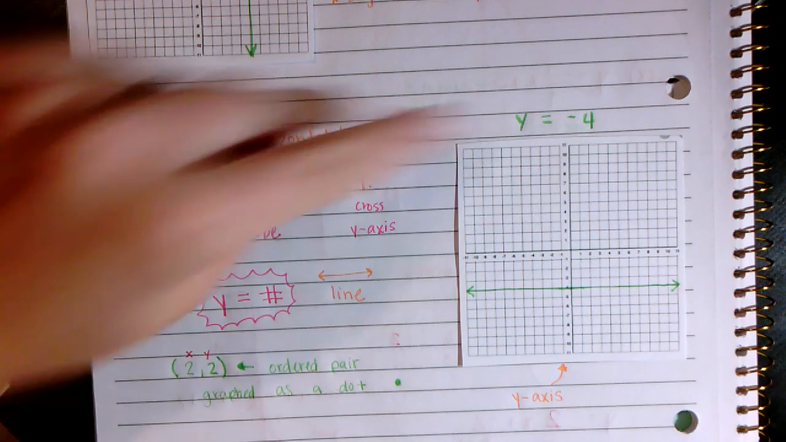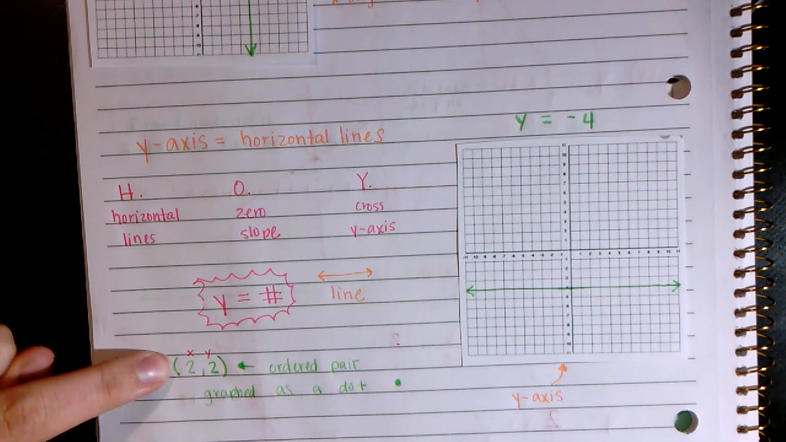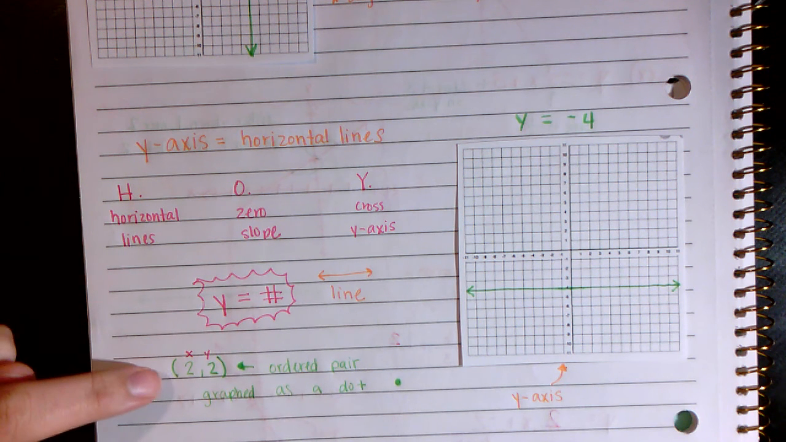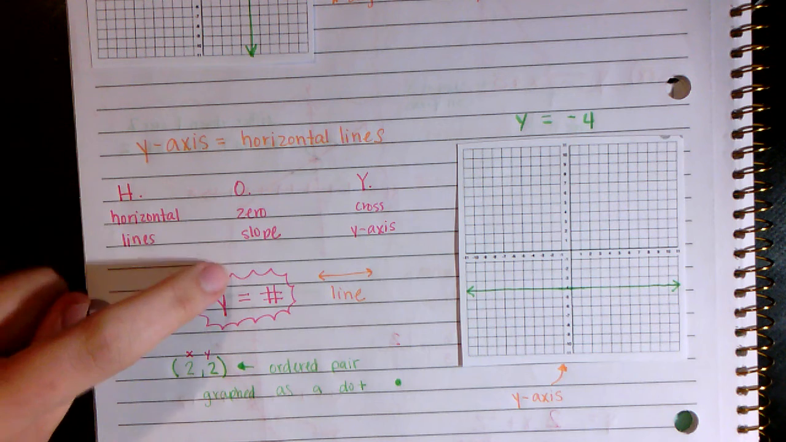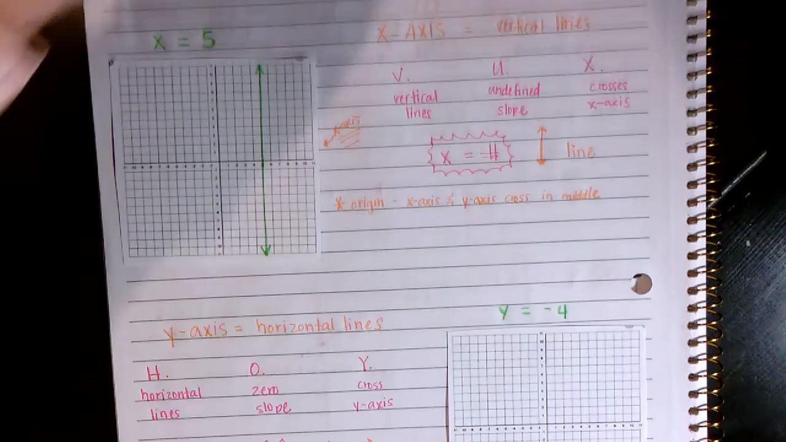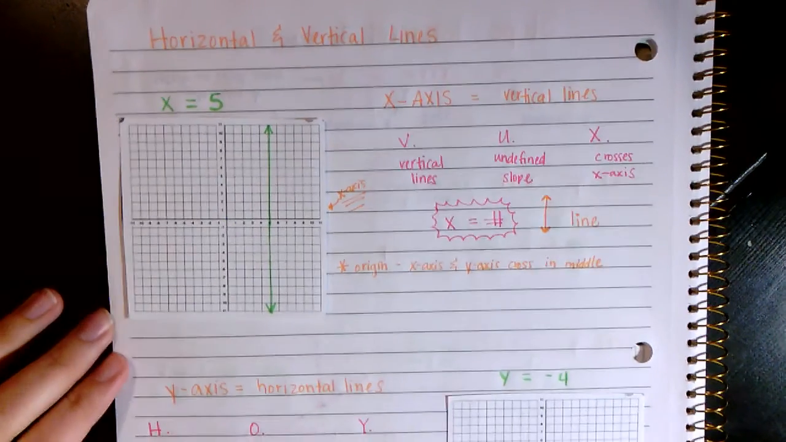If I say graph y equals -4, this is different than just an ordered pair. An ordered pair is just a dot. If it is y equals a number, it is a line. So what I don't want you guys to do is start graphing dots instead of lines for me. So we're working on lines. That's your notes for today. I'm going to glue these down later, but you have an example in your notebook of each.